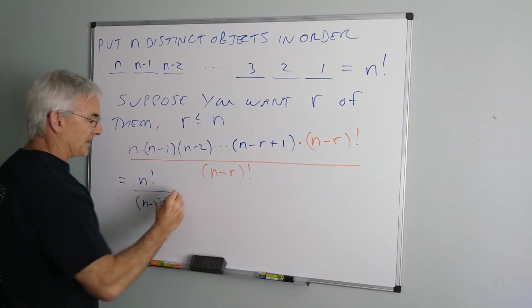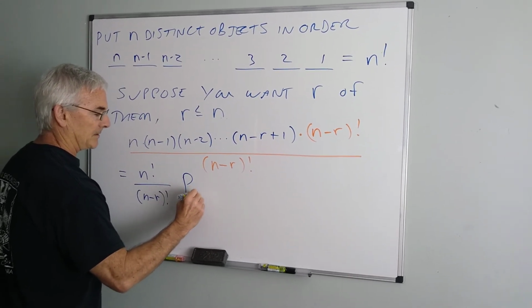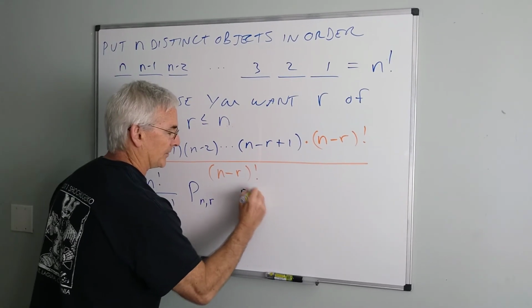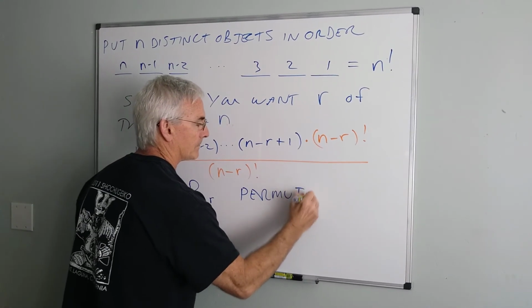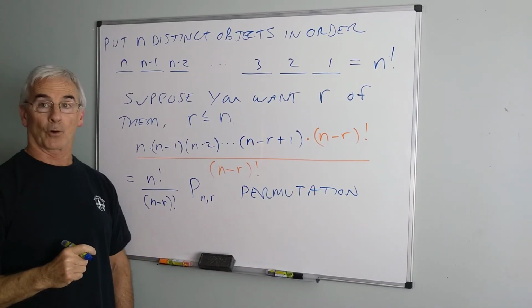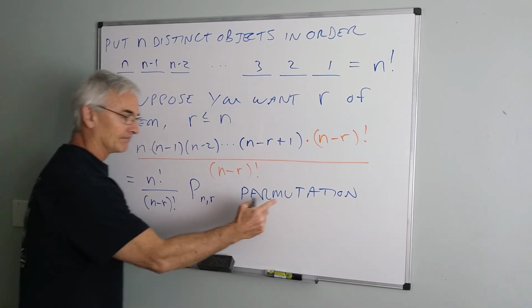We define this to be the permutation of n objects chosen r at a time. Write the word. The word permutation literally means arrangements. So that means I'm putting things in order. Okay? So that's your word for the day.